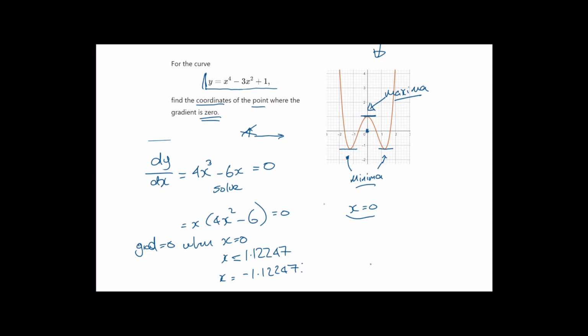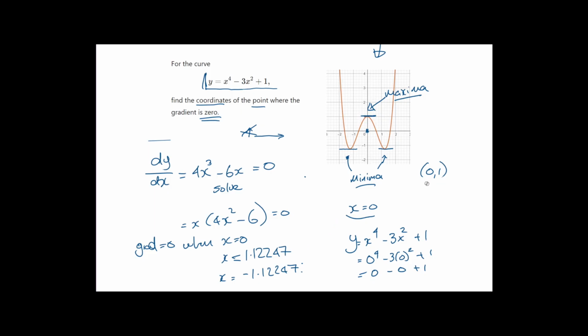Let's do it for 0. So the original equation is y equals x to the power of 4 minus 3x squared plus 1. If we set x equal to 0, that's going to be equal to 0 to the power of 4 minus 3 times 0 squared plus 1. Well, 0 to the power of 4 is 0, 3 times 0 is 0, plus 1 is 1. So (0, 1) is going to be one of the turning points. And if we have a look, sure enough, that is one of the turning points there.